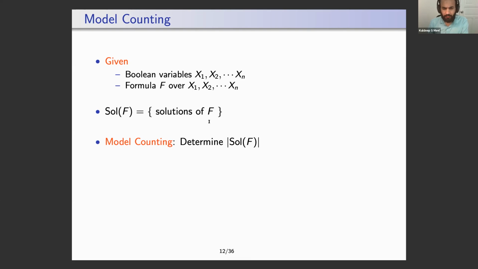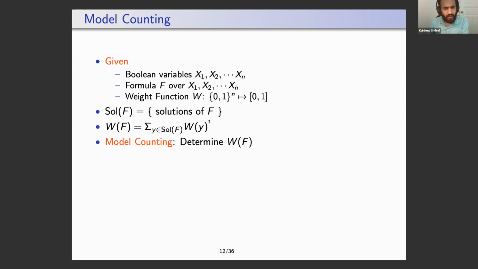Let me give an example just to make sure all of us are on the same page here. Also, before I get to the example, one more thing. We can also put a weight function over the assignment space. And now the weight of a formula becomes the sum of the weights of the solutions of this formula. And the problem of counting now becomes determining the weight of the formula.